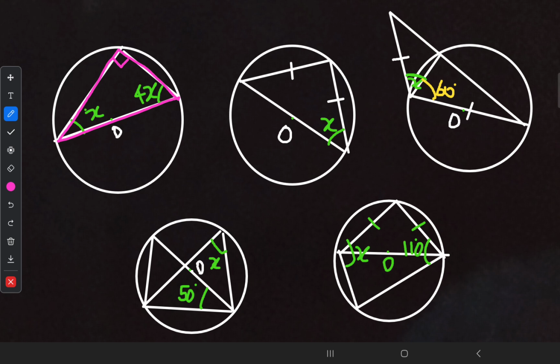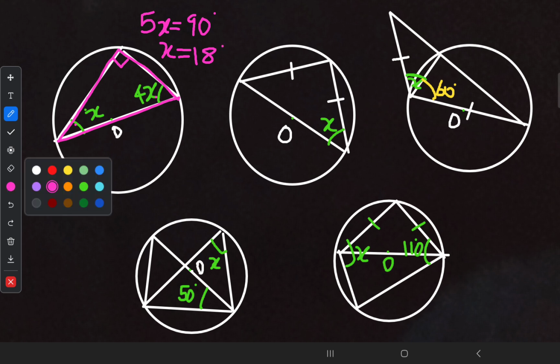So the interior angle sum of a triangle is 180. 180 minus 90 is 90. So the remaining 90 would be the sum of these two angles. So 4x plus x, 5x equals 90 degrees. The remaining 90 was split into x and 4x. To find x, you should divide 90 by 5. That will give you the magnitude of x as 18 degrees.